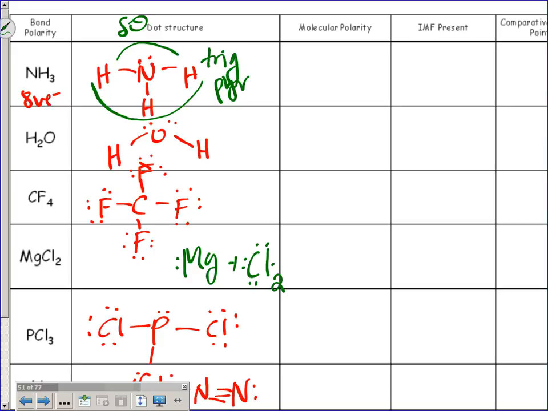Unequal distribution, is that polar or nonpolar? That is polar. So put polar here for molecular polarity. And then this is where you just figured out some of your intermolecular forces. Polar molecules experience what 2 possible IMFs? Dipole-dipole or hydrogen bonding. So you can see that it's going to be dipole-dipole or hydrogen bonding because of this polar molecule. Then you backtrack.